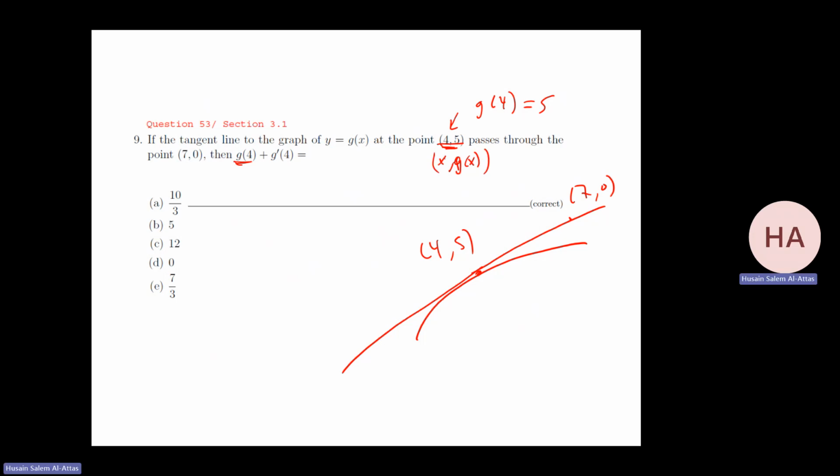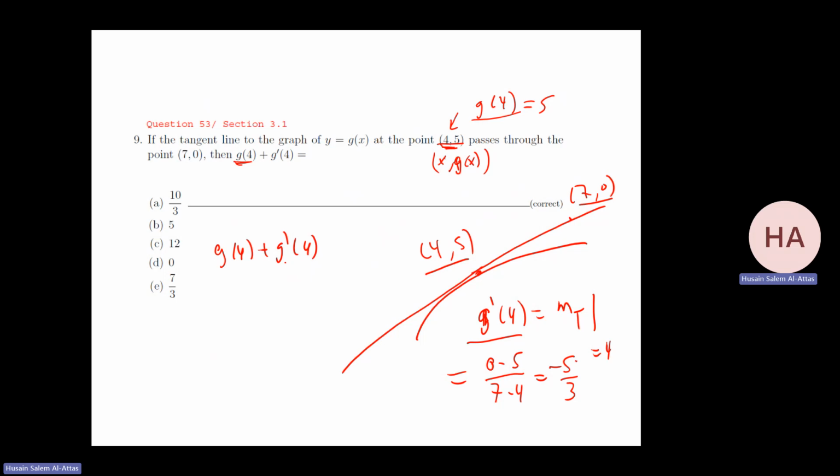To find g prime at 4, it is the slope of the tangent at x equal 4. And I have 2 points, so I just do the calculation: 0 minus 5 over 7 minus 4. And that gives me minus 5 over 3. So this is g prime at 4, and this is g at 4. What they want is g at 4 plus g prime at 4. That will be 5 minus 5 over 3. This is 15 over 3 minus 5 over 3, which is 10 over 3. So that will be my answer.